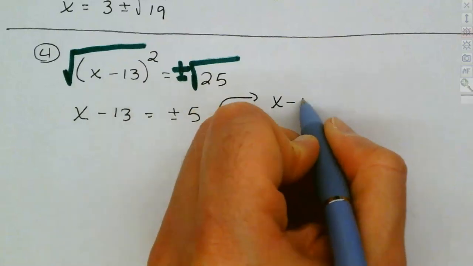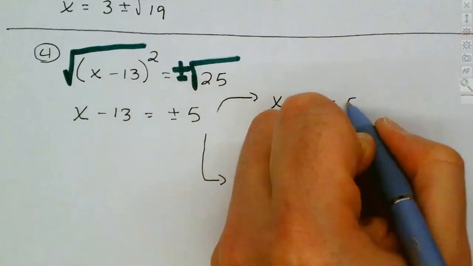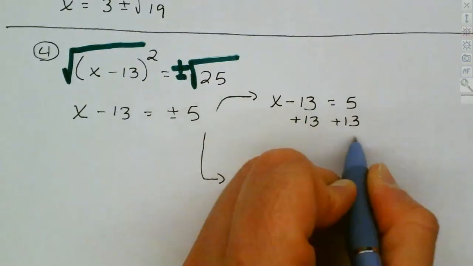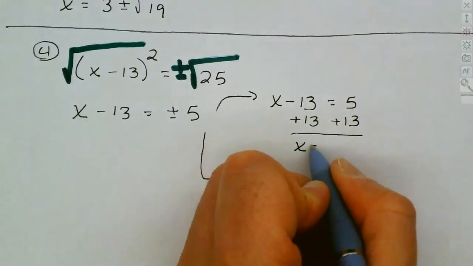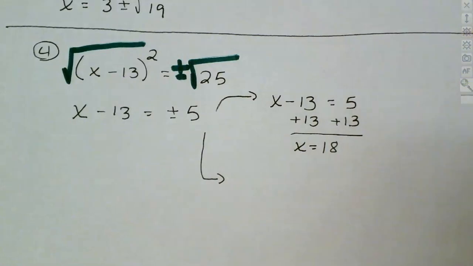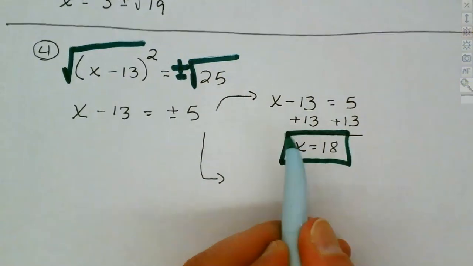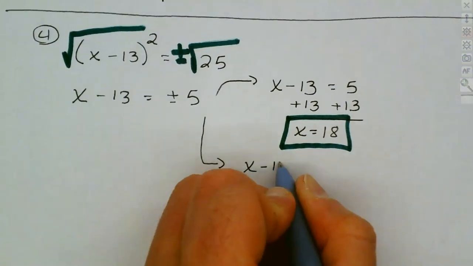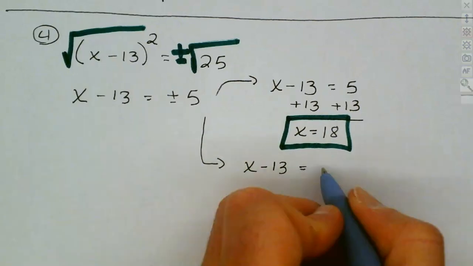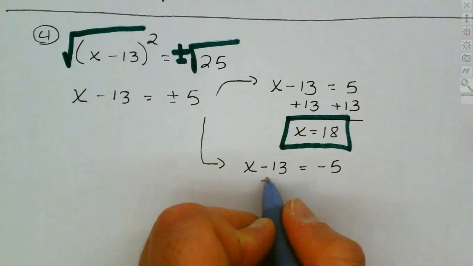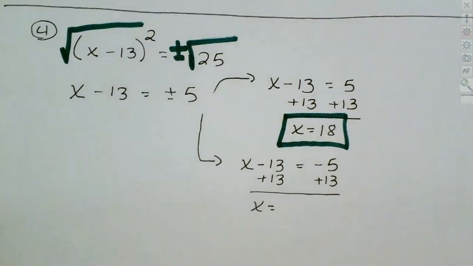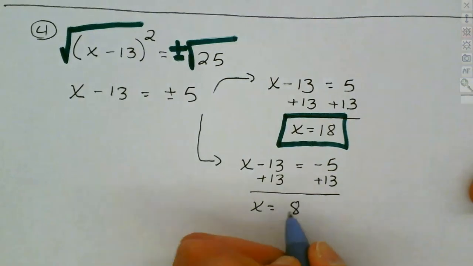So one of them is x minus 13 equals a positive 5. And we'll move that 13 over with addition. And so one solution is x equals 18. Right? You're going to get 2 different numbers. What about the other one? Well, it's x minus 13 equals a minus 5, because of the plus or minus. We'll add that 13 to each side, and now we've got x equals 8. So those are my 2 solutions.